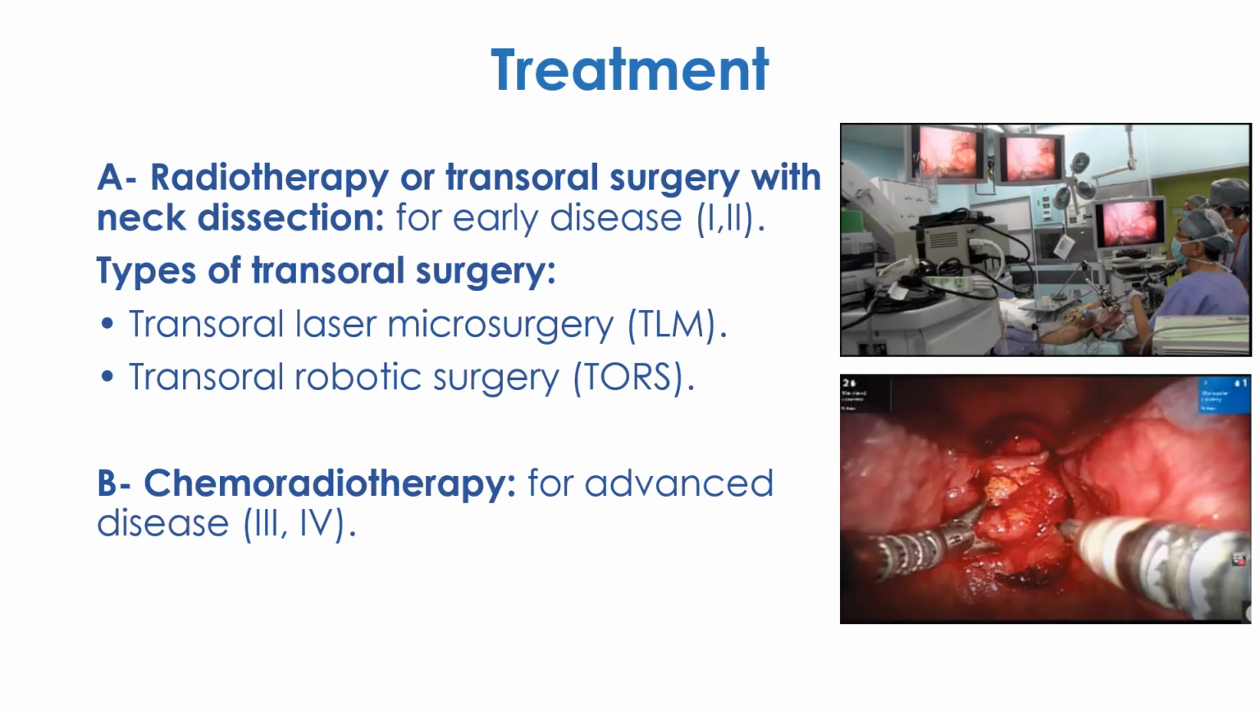We normally treat oropharyngeal carcinoma with radiotherapy or transoral surgery with neck dissection for early stage disease. The transoral surgery is either transoral laser microsurgery or transoral robotic surgery. With the transoral laser, we use the laser to resect the tumor, while in transoral robotic surgery, we use the robot, using the console of the robotic surgery, and we get the arms of the robot, as you see in the photos, to cut and resect the tumor.